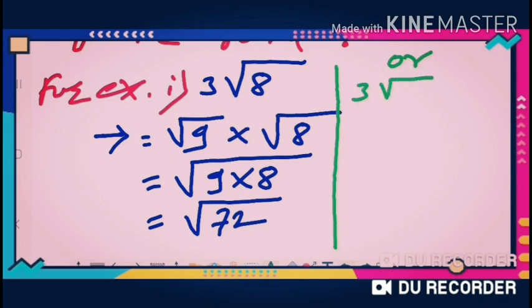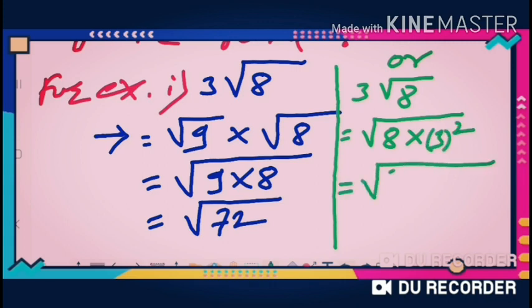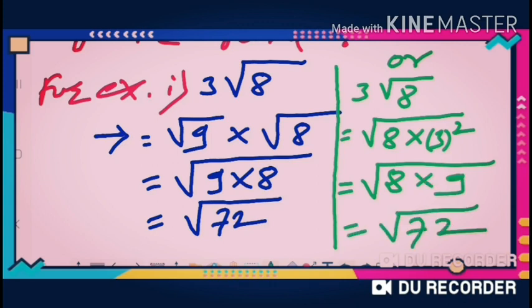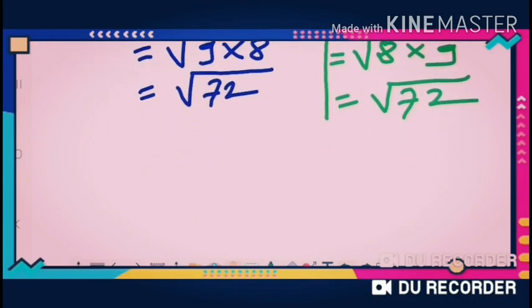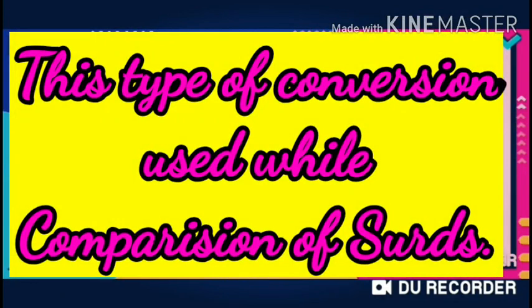Another way, we write in radical sign square of 3. Square of 3 is equal to 9 into 8 is equal to square root of 72. Square root of 72 is the pure form of the given mixed surd. This type of conversion is used for comparison of surds.